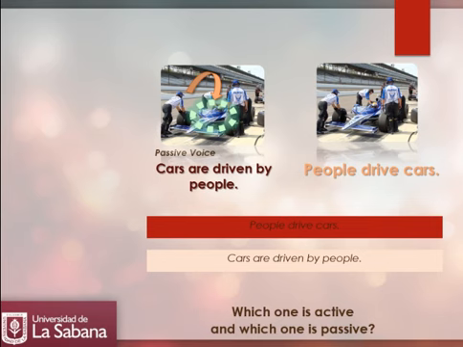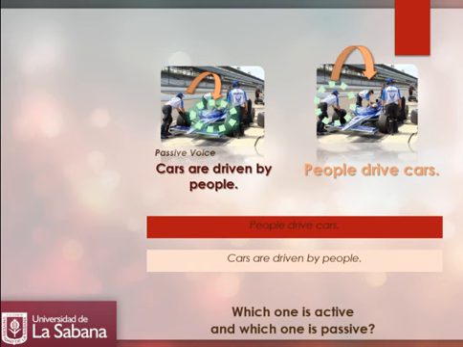In the second sentence, people drive cars. The subject is people and the subject performs the action. So in this case, the subject is active and we have an active sentence. So in this sentence, people drive cars. The subject is people and the object is cars.